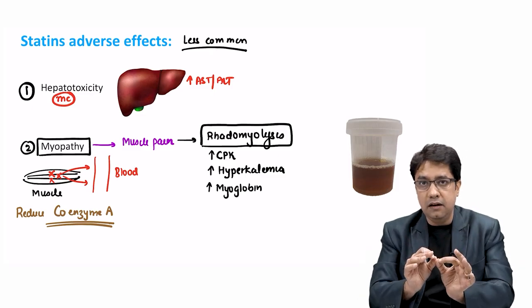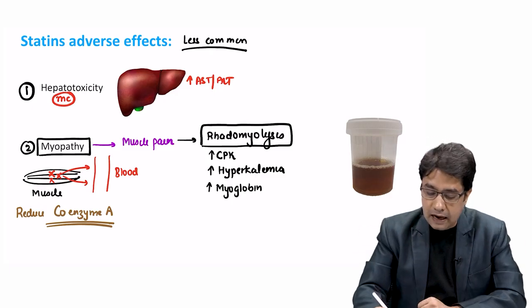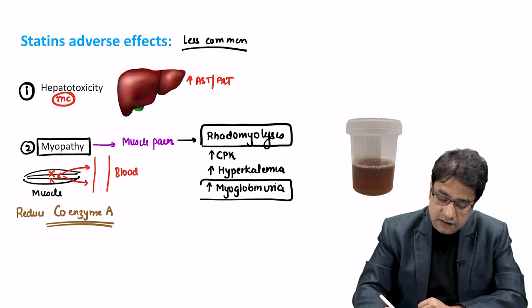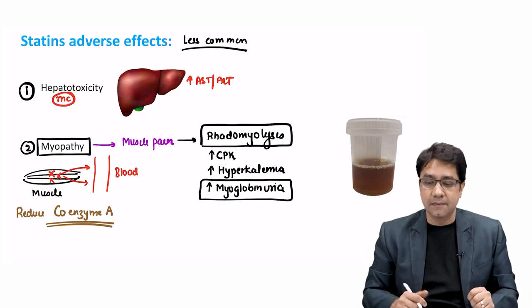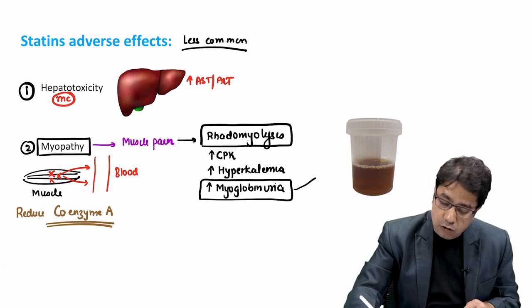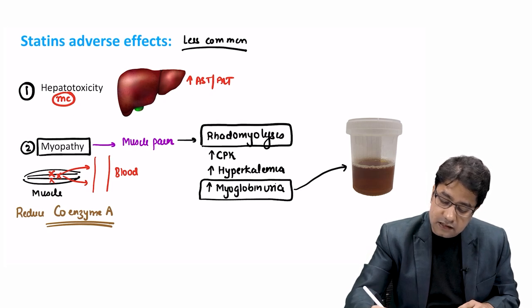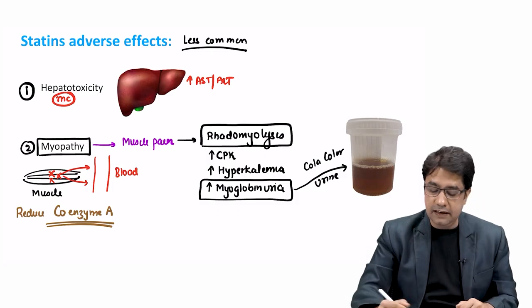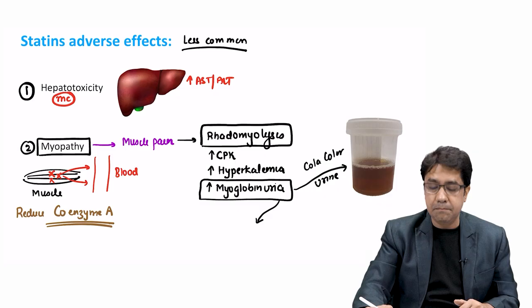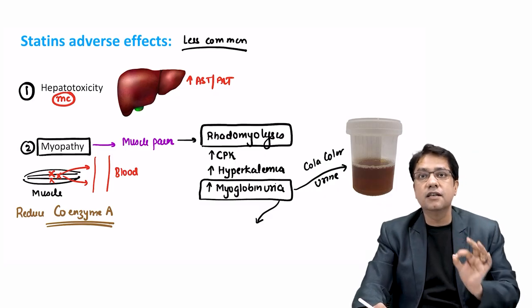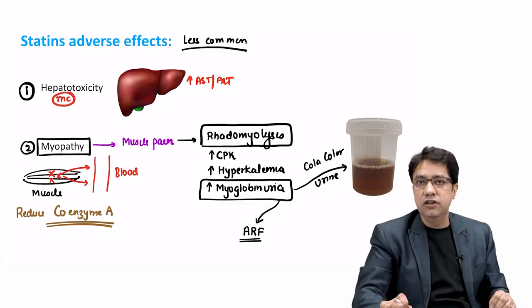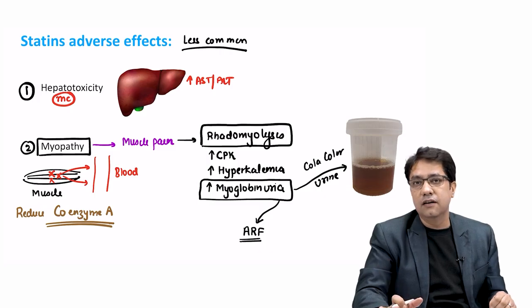Now this myoglobin will be excreted in urine and the patient will have myoglobinuria. This is a very characteristic feature of rhabdomyolysis. So in rhabdomyolysis, when myoglobinuria happens, the characteristic finding you will get is cola color urine, which is a hint. And this myoglobin, while passing out through kidney, damages kidney. It can lead to acute renal failure and patient may die. So now you have understood the features of rhabdomyolysis which can occur with statin.